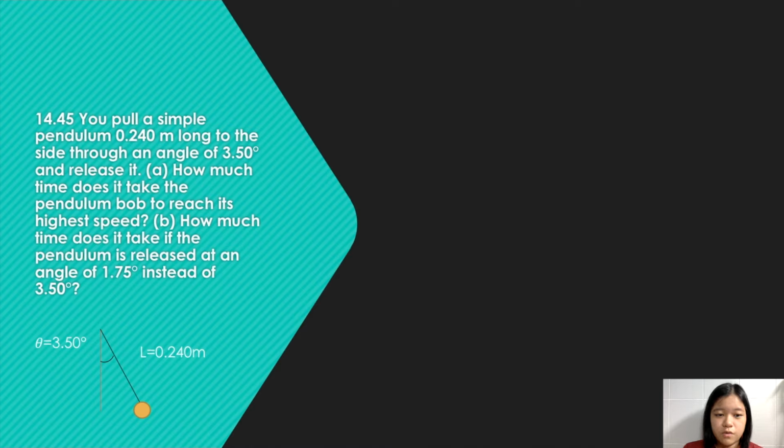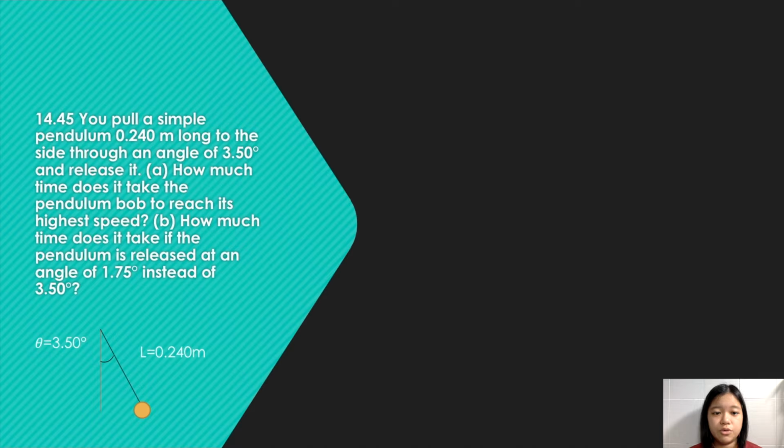And lastly, 14.45. You pull a simple pendulum 0.24 meters long to the side through an angle of 3.5 degrees and release it. How much time does it take the pendulum to reach its highest speed? B. How much time does it take if the pendulum is released at an angle of 1.75 degrees instead of 3.5 degrees? So this is the diagram.